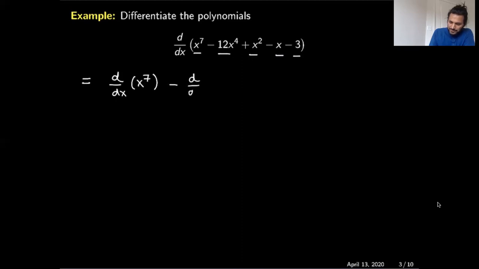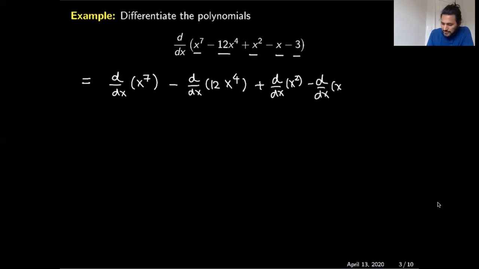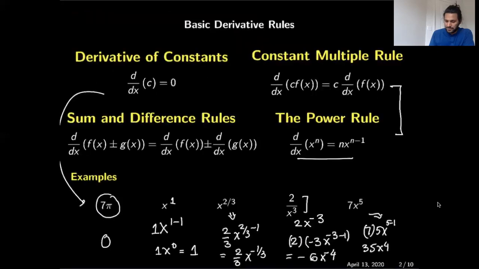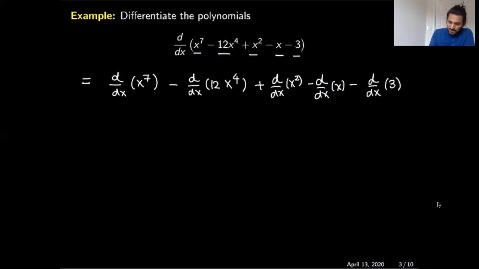So dy by dx of 12x to the power 4 plus dy by dx of x square minus dy by dx of x and minus dy by dx of 3. This is my sum and difference rule, where if two functions are added, their derivative will be the addition of the derivatives, or the subtraction. And now here in this function x to the power 7, which is a power function, I will use the power rule.